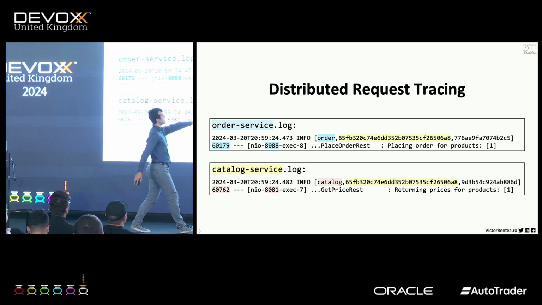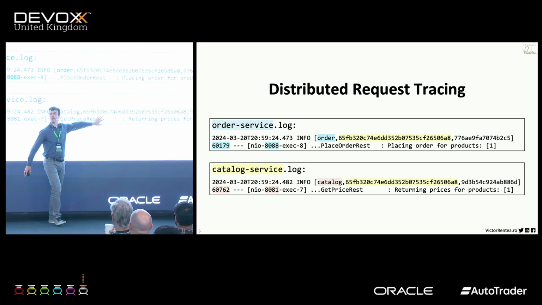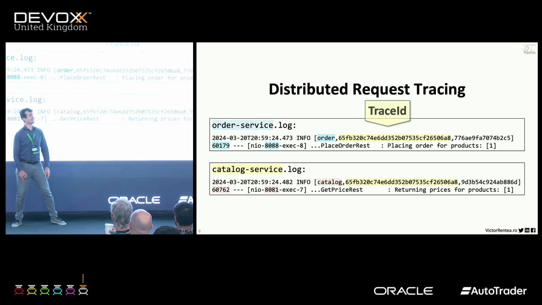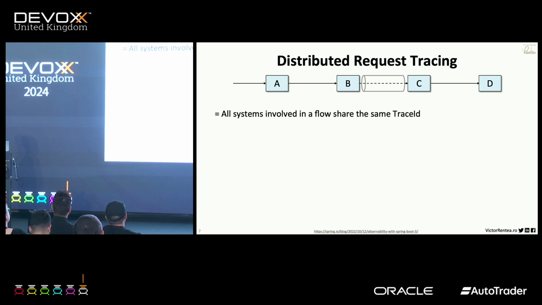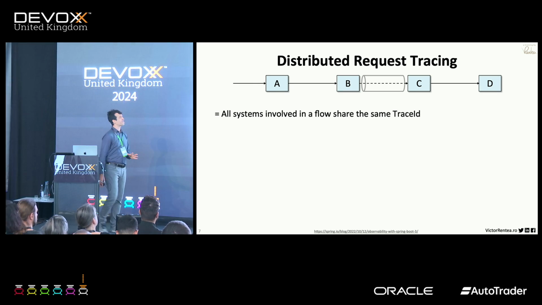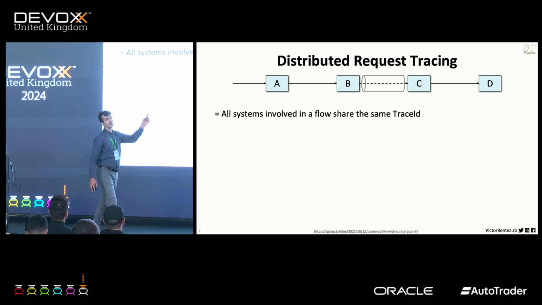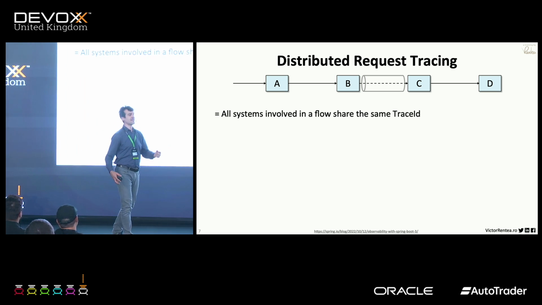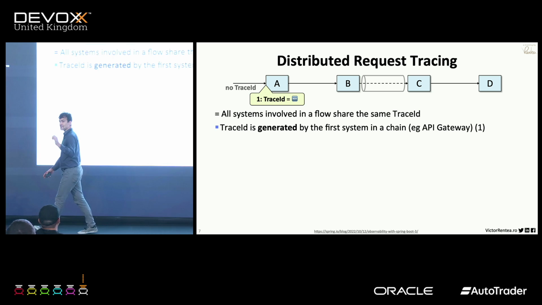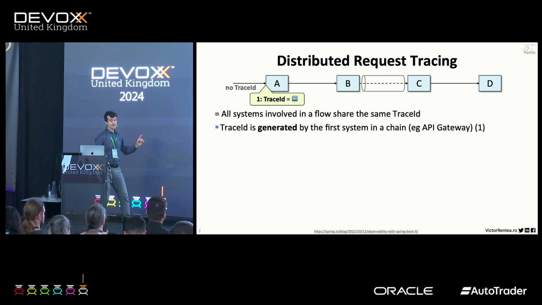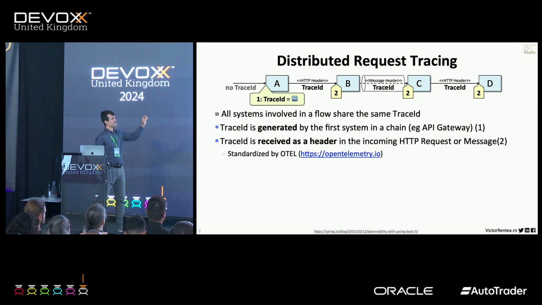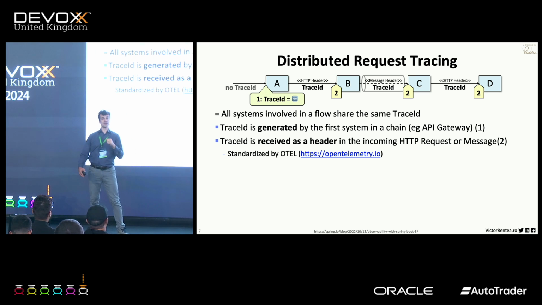Do you guys know what this yellow thing is? What is this? Trace ID, exactly. It's a number that propagates magically from one system to another. I want to spend 1 minute to explain this, because maybe not all of you are familiar with the concept. All the systems involved in such a flow have to share the same trace ID. Now, this trace ID is generated by the first system in the chain, probably the API gateway. Then, if you are not in the API gateway, but in B or C or D, you're going to receive the trace ID in a header, in the message, in the event, or in the HTTP request that you receive.